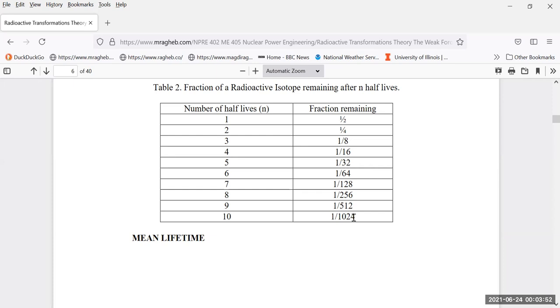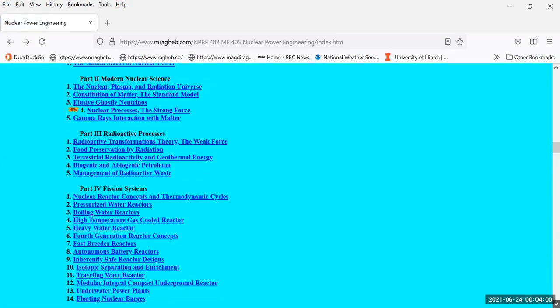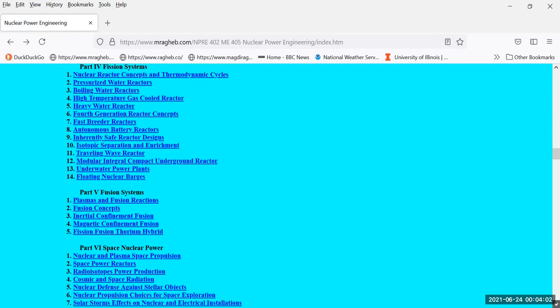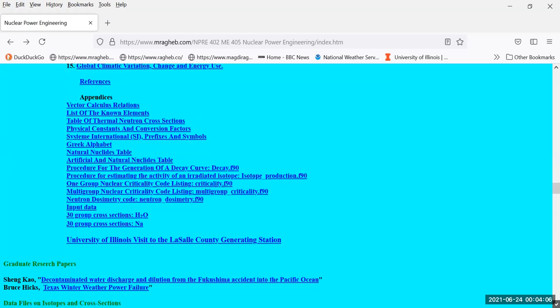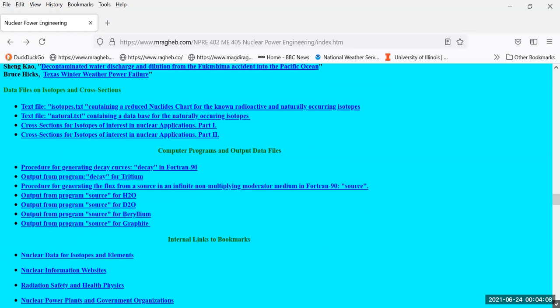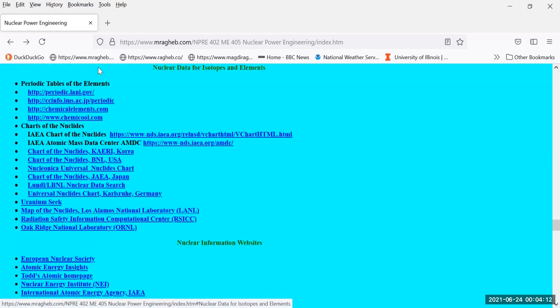People like to use radioactive decay. Why? Because it is tabulated. So let's go back to our webpage here, and let us go to the appendices, because I'll send you to the internet and have you get some data. We go to the internal link, the data of the isotopes and elements. We go to the chart of the nuclides.